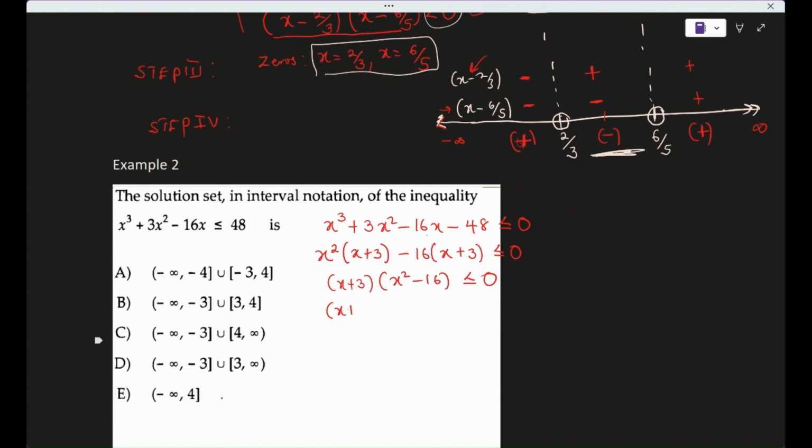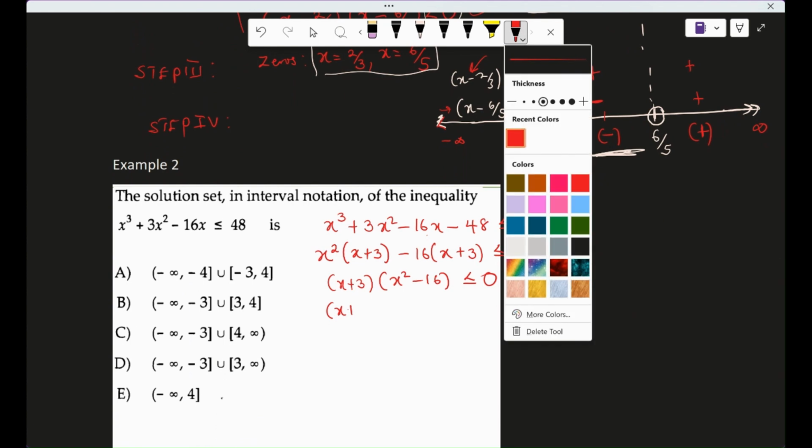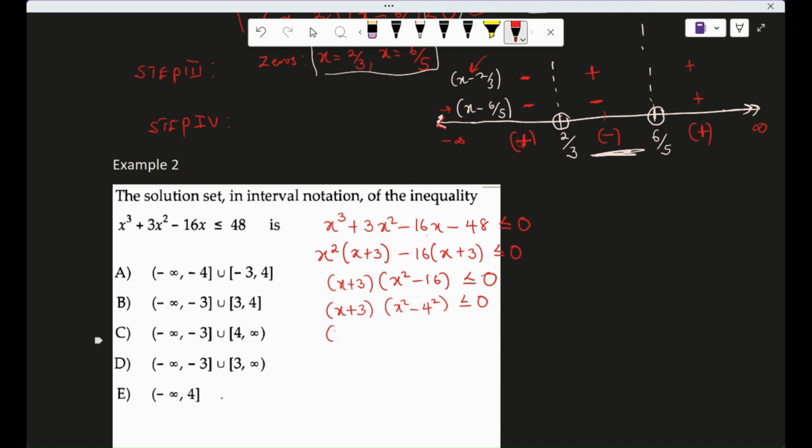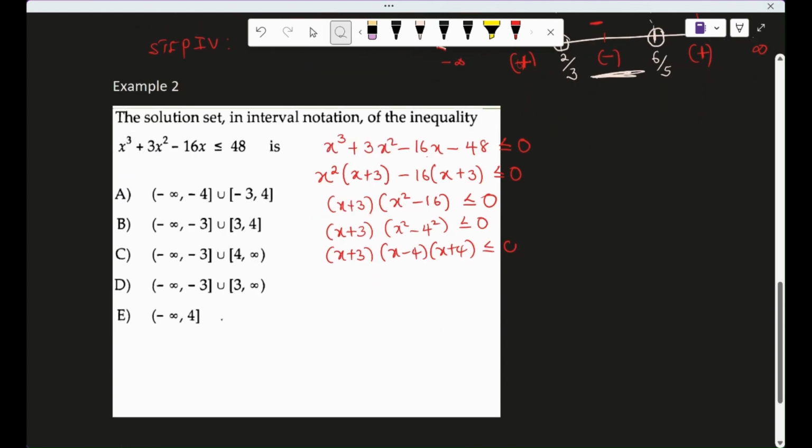We can use difference of 2 squares, because this is x squared minus 4 squared, right? So this becomes (x plus 3)(x minus 4)(x plus 4) less than or equal to 0.